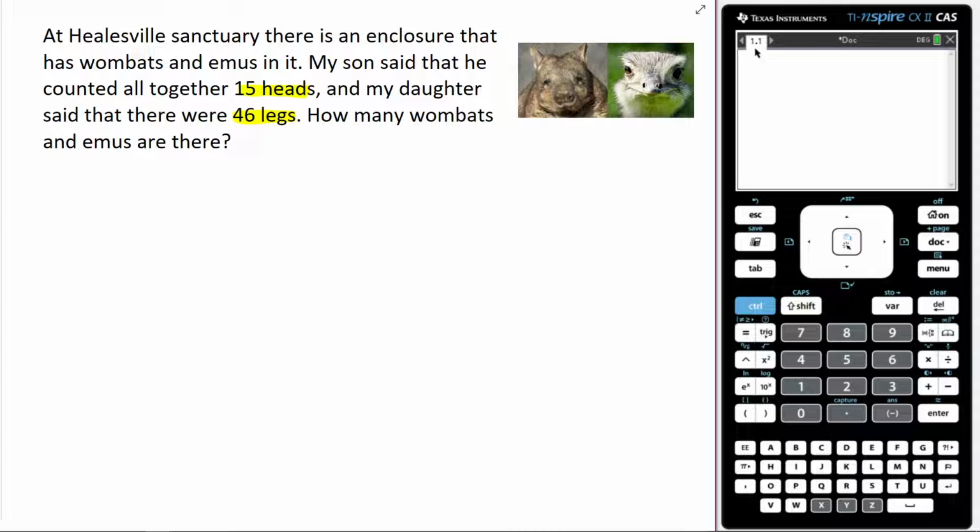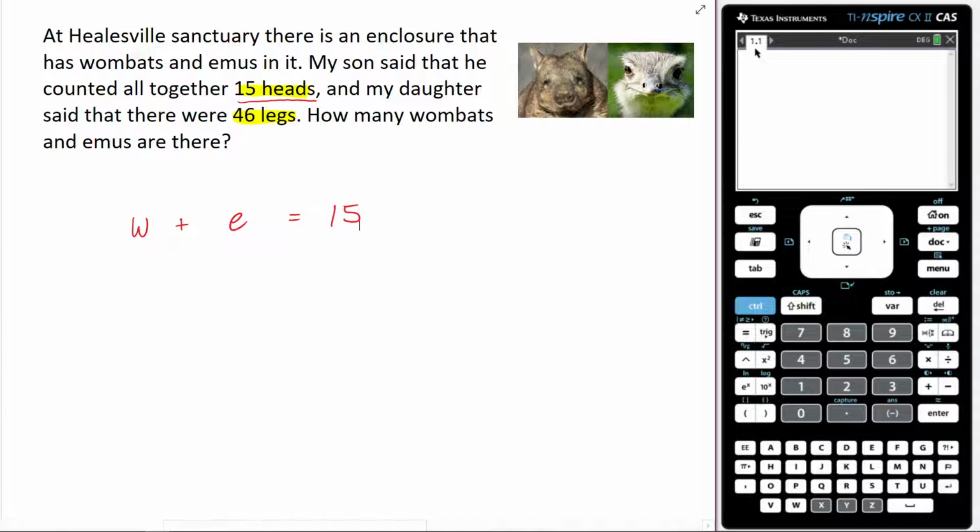Okay, so let's think about this for a moment. Hopefully you know this: a wombat has one head and an emu has one head. So if there are 15 heads in total, that means when you count up the amount of wombats and emus and add them together, there are going to be 15 of those animals. So let's write an equation that tells us that. If I take all my wombats and add them together with all my emus, that's going to be 15.